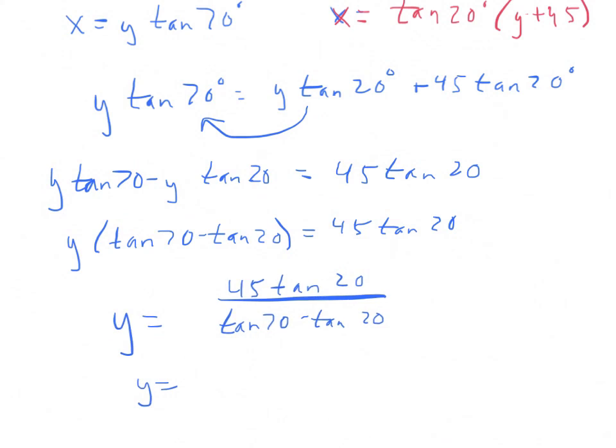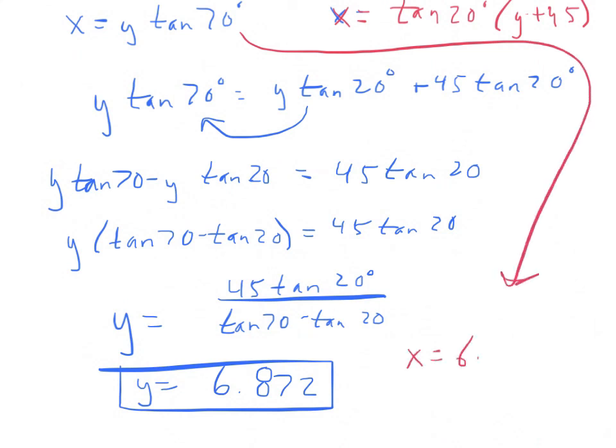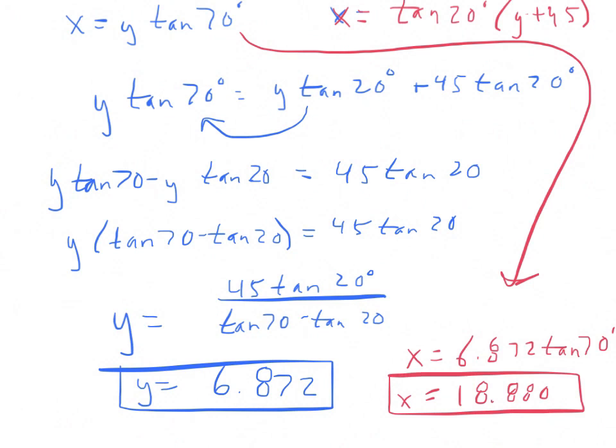I ended up getting that y was 6.872. Remember, these are degrees, so your calculator needs to be in degree mode. So that's my y value. To find the x value, we just grab one of these equations and plug into it. We get that x is equal to 6.872 times the tangent of 70. If I plug that in, I end up with 18.880. And those are our values for x and y.